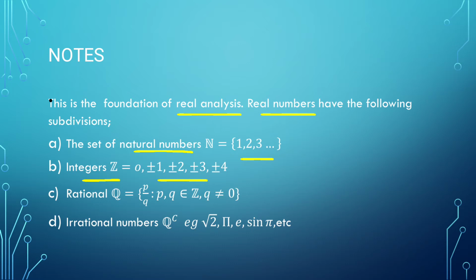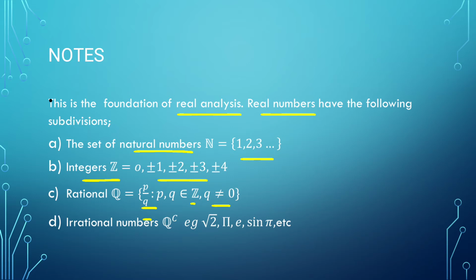Then we have rational numbers, which we denote with double-struck capital Q, which is equivalent to what we call fractions, p over q, where we have the numerator and the denominator. Here p and q are members of the integers. But the denominator q should not be equal to 0, because if that happens, this becomes undefined.